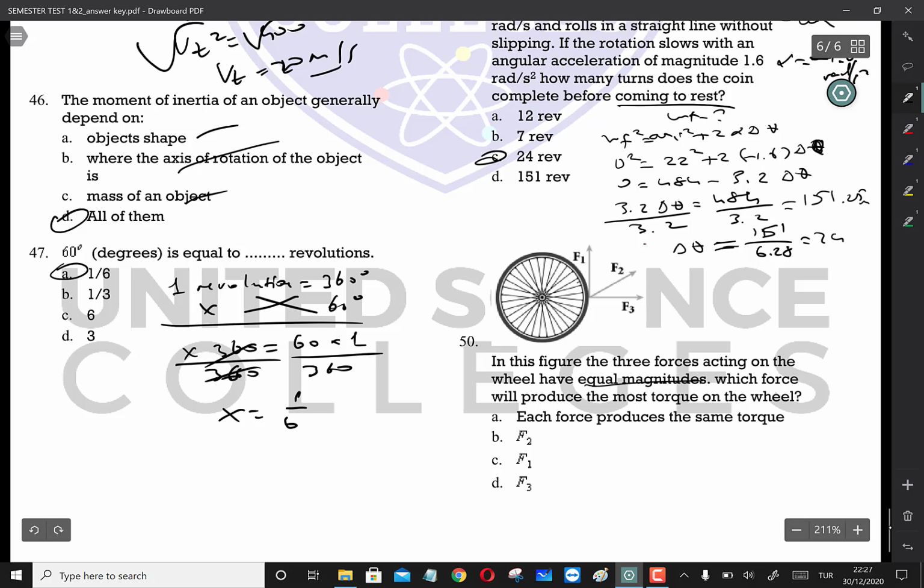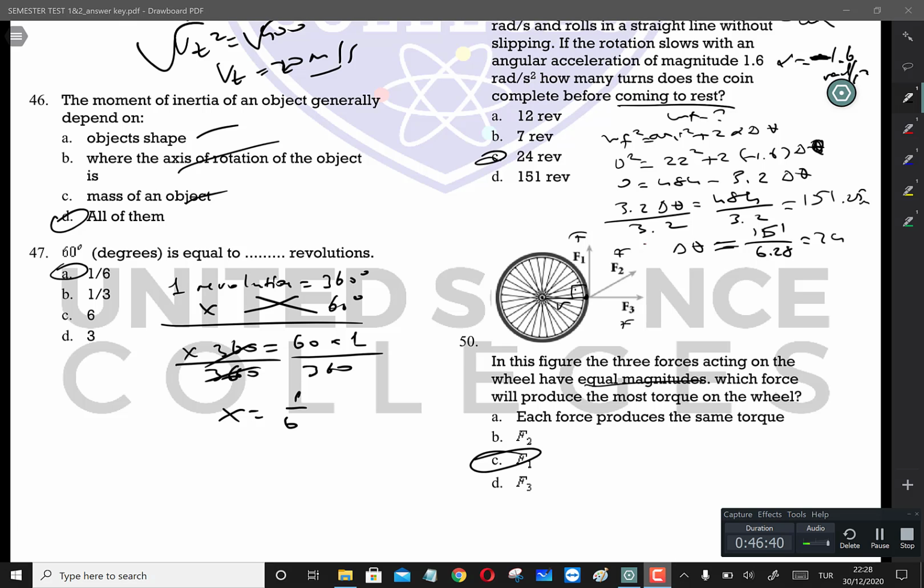In this figure, the 3 forces acting on the wheel have equal magnitudes. All are equal, F. So which force will produce the most torque on the wheel? Because all the distances are the same for the forces, all the angles are important. So the one acting at 90 degrees produces the most torque, which is C. Okay, this is all about the answer key.